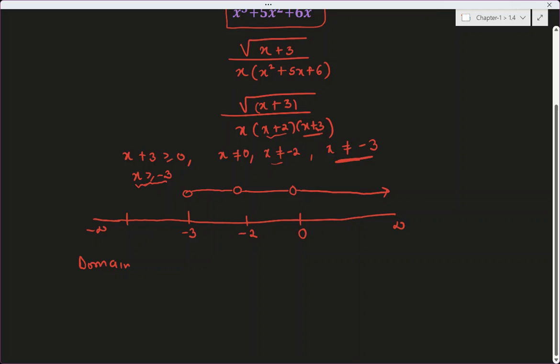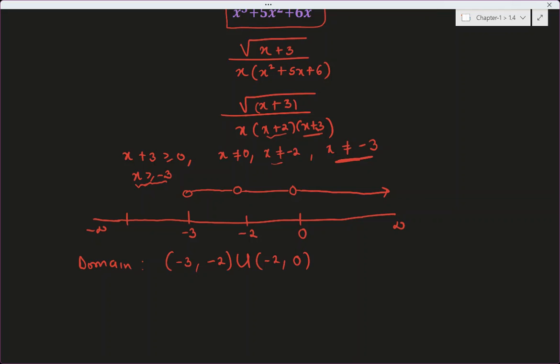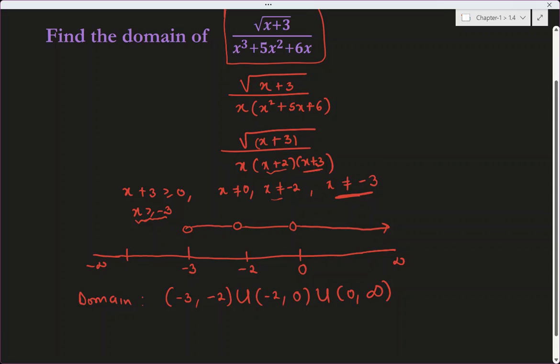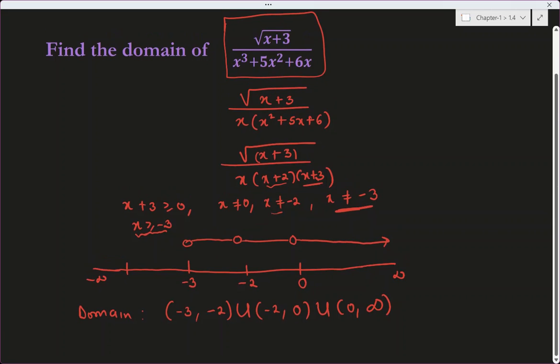So the domain is from minus 3 open to minus 2 open, union from minus 2 open as well to 0, then union, we go from 0 to infinity. So for any value of x you take from this interval, this function here will make sense, will be well defined. So this is the domain.